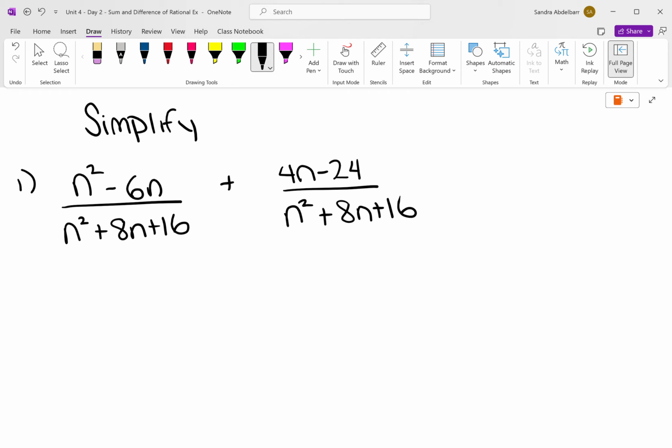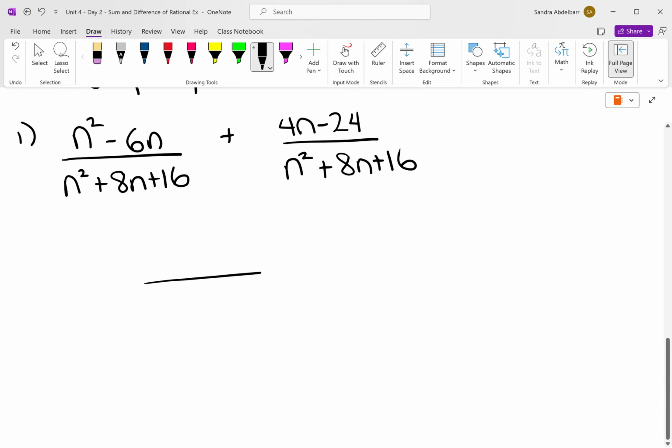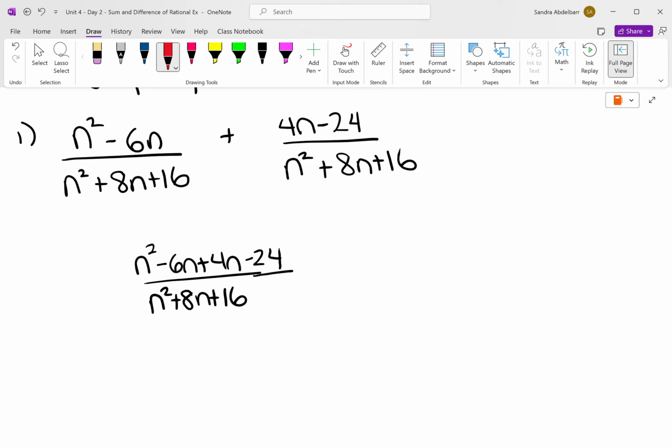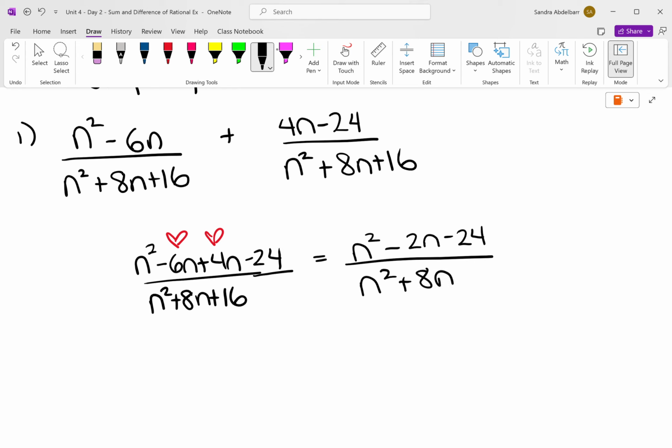Do we agree that they have a common denominator? Yes, because they have a common denominator, our rule says keep our denominator and add our numerator. So we're going to have n squared minus 6n plus 4n minus 24. But I noticed that the negative 6n and the positive 4n are like terms. So we can add those. So we are n squared minus 2n minus 24 all over n squared plus 8n plus 16.